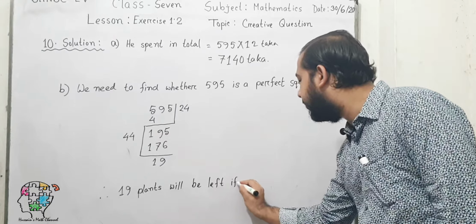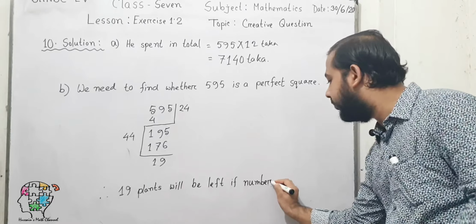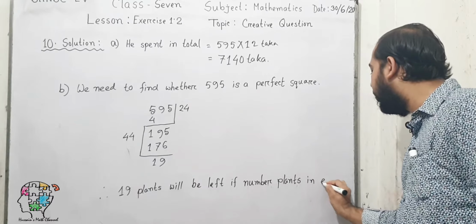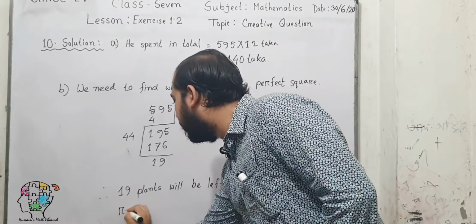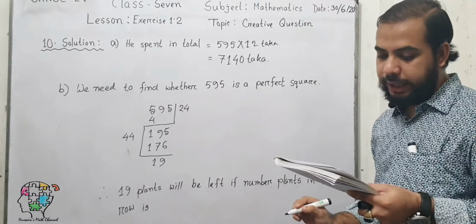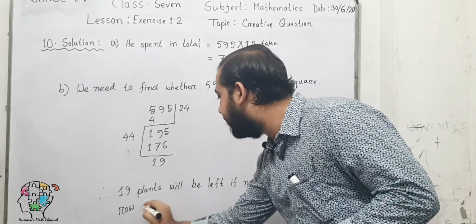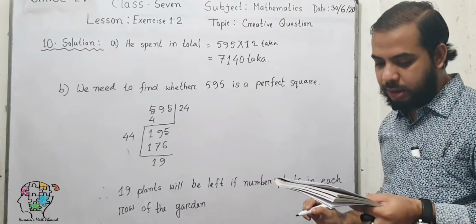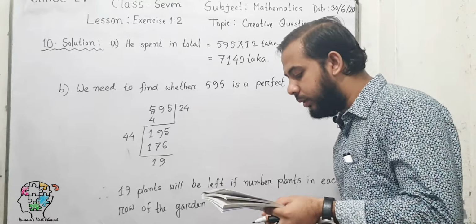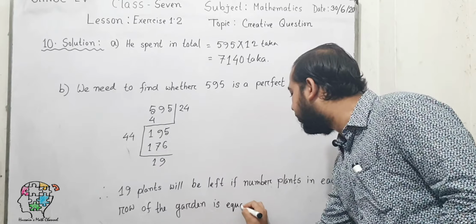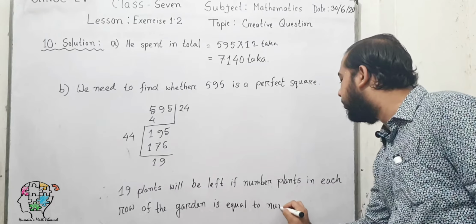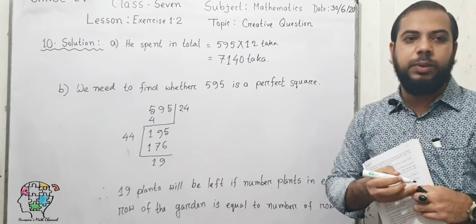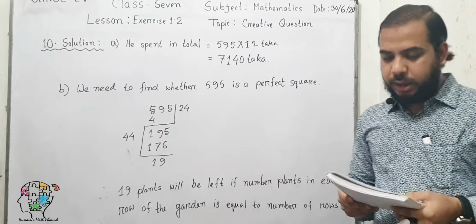if number of plants in each row of the garden is equal to number of rows. Which completes question number B. Now we move on to question number C.